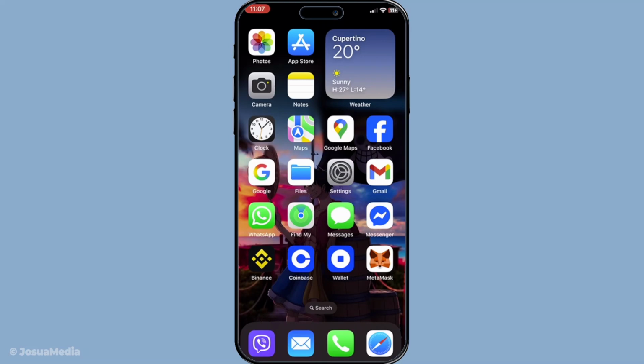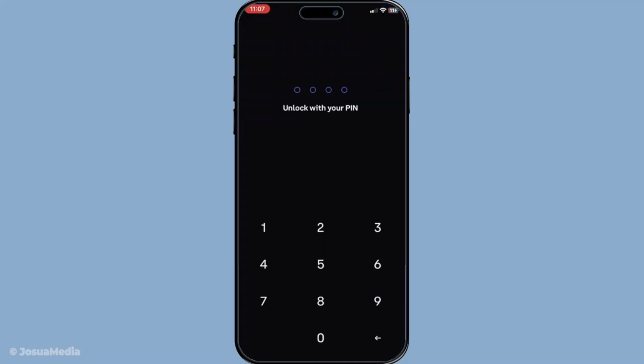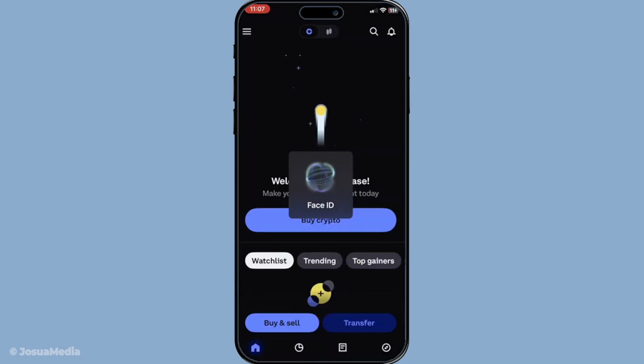First, you want to open the Coinbase app and navigate over to the Advanced Trade section. This is where you'll find all the tools necessary for engaging in more sophisticated trading activities.